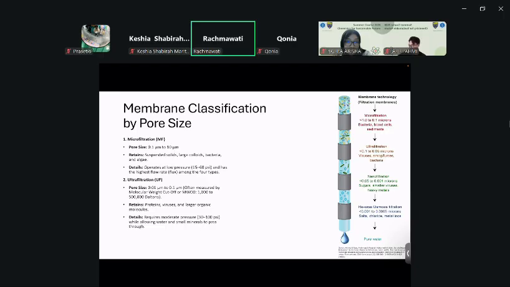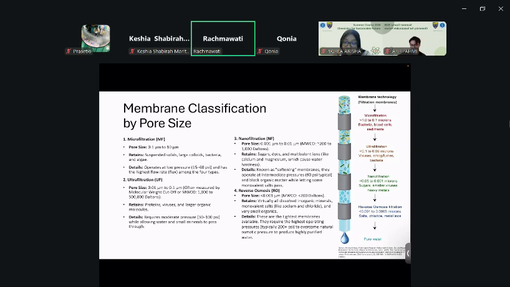And then the third one here is nanofiltration. Its pore size is even smaller, and the molecular weight cutoff is even smaller, around 200 to 1,000 Daltons. So you can imagine small organic molecules between 200 gram per mole and 1,000 gram per mole can be filtered out. It can retain sugars, dyes, multivalent ions, and so on. They operate at intermediate pressures, and it can block organic matter while letting some monovalent salts pass.